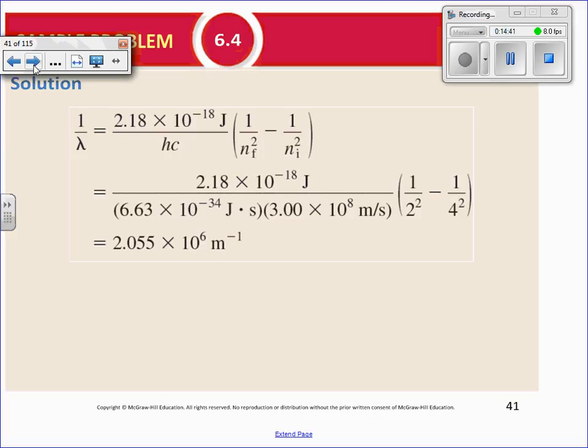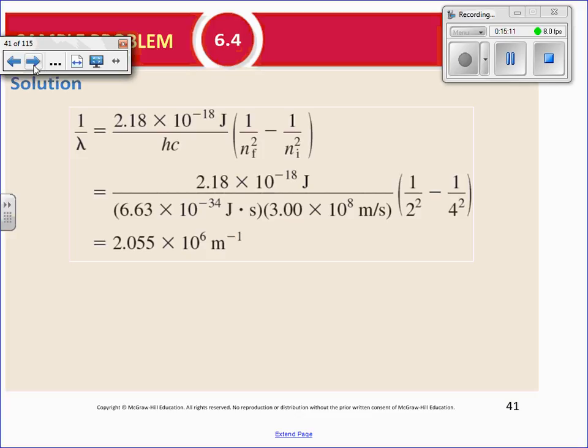And if somebody can tell me what that is. I don't quite remember what that is. Is it 1.866? That sounds about right. So 4.87 times 10 to the minus 7 meters.